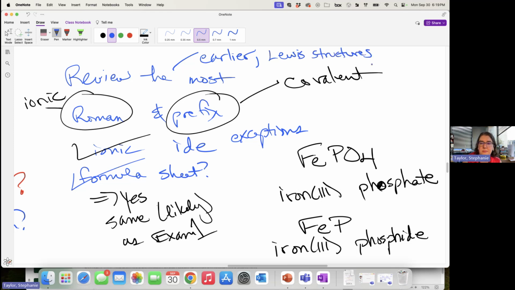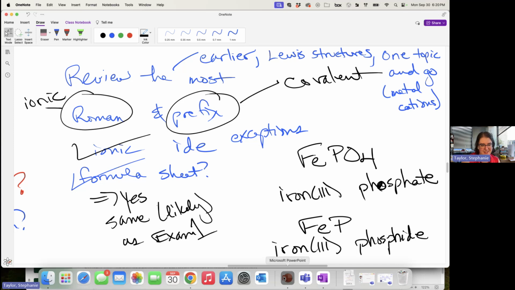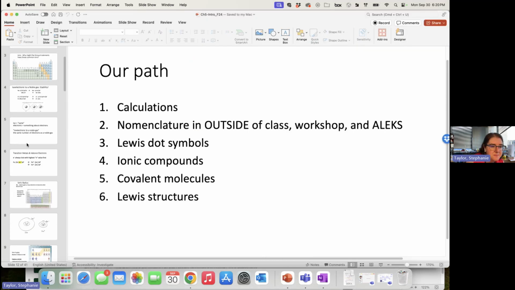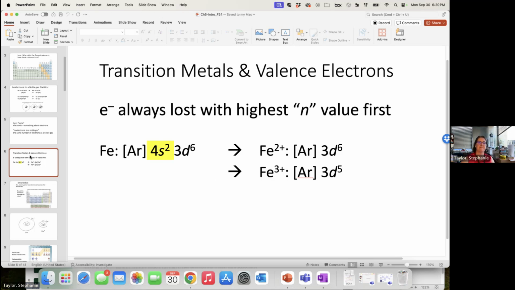Or things that it's one topic and go. So I think about things like metal cations. I'll give you an example. What do I mean by one topic and go? That doesn't even make any sense. Let's look at one of these. This one. Transition metals and valence electrons. This is what I mean by that.